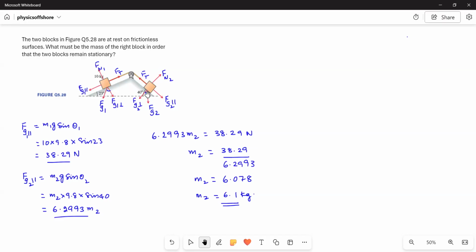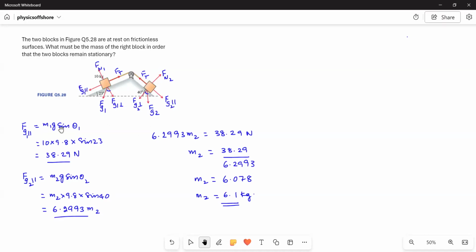Now, coming to the second block. Here also, Fg2 parallel is balanced by the F tension, and Fg2 perpendicular is balanced by the normal force. So ultimately, the tension in the string is the same. That cable which is connecting both the blocks has the same tension. Therefore, Fg1 parallel is balanced by Fg2 parallel. That is the conclusion from this free body diagram.